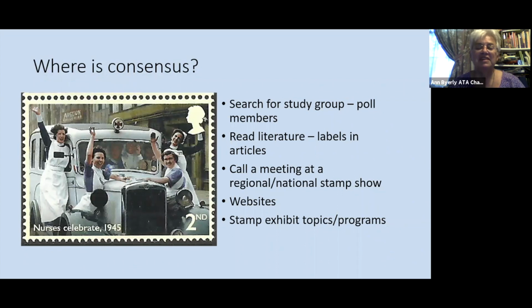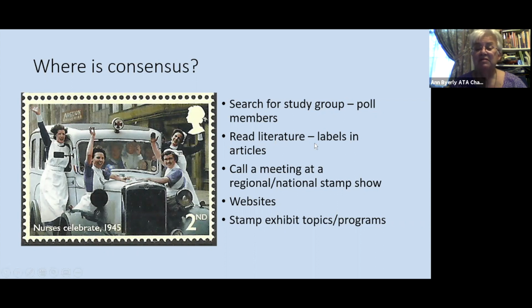So where is the consensus? Well, you could start a study group. I saw Diana has joined our talk group, and I put out a call at one of the ATA national meetings and said, anybody who wants to talk about nurses, come. And Diana came, and that's part of where you can start a study group. Call and get people to join you.